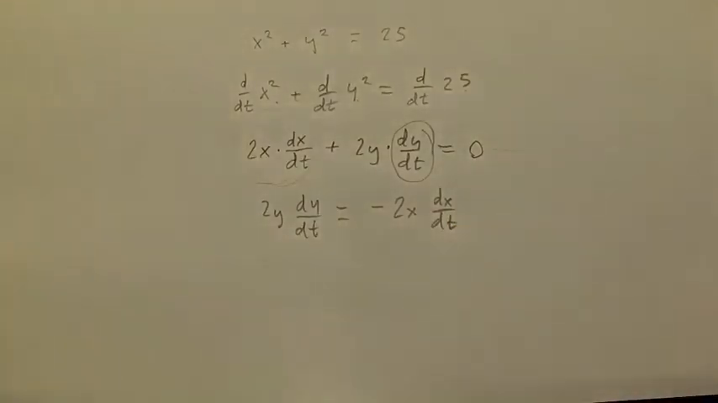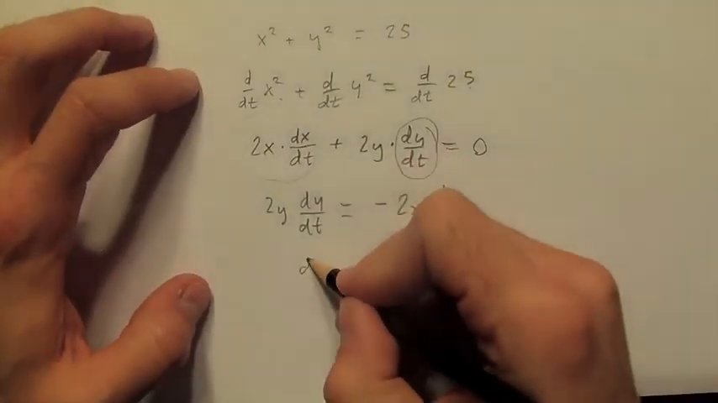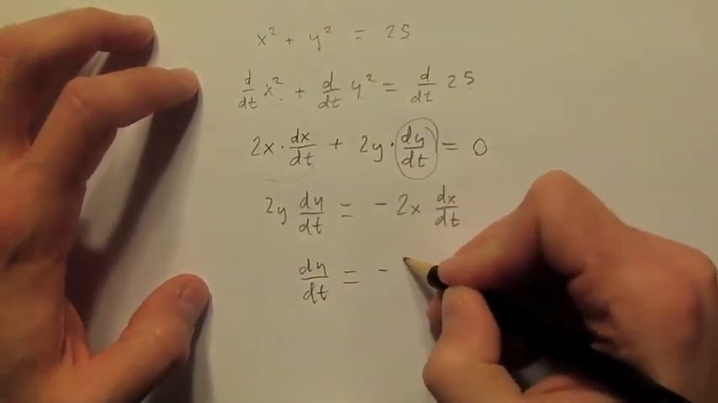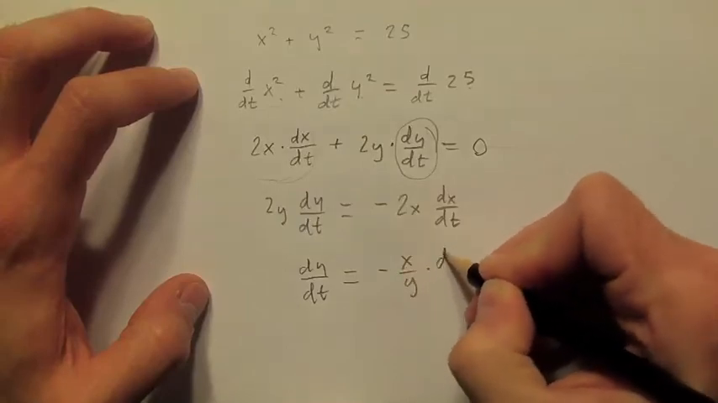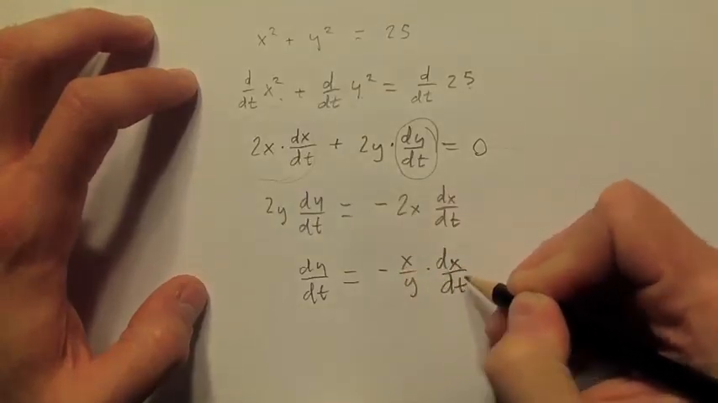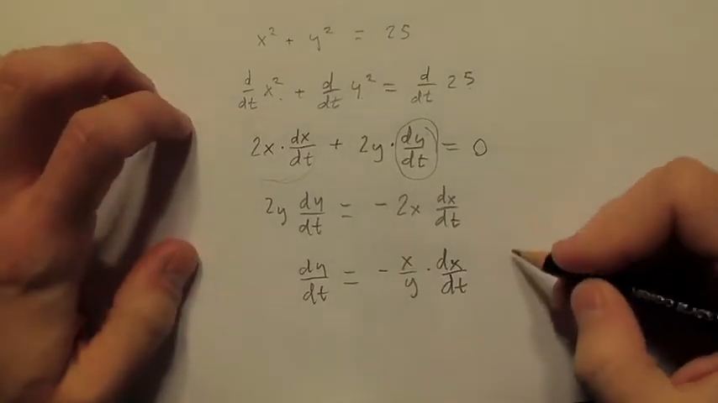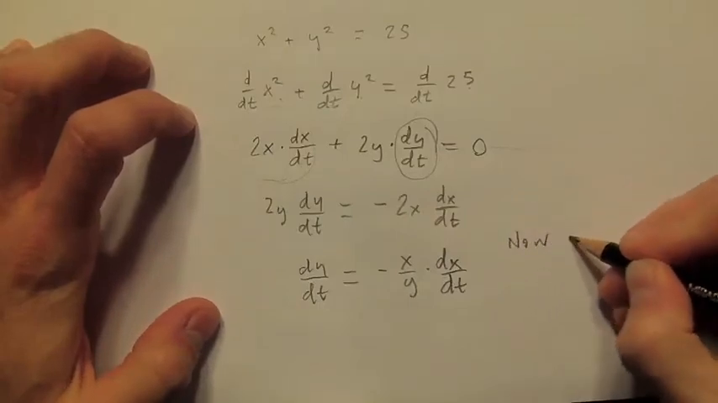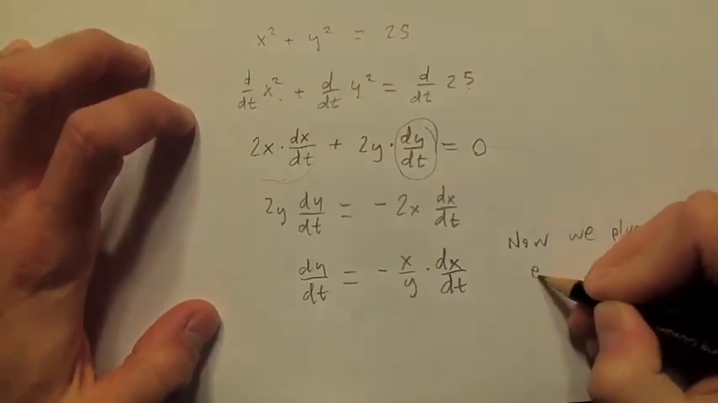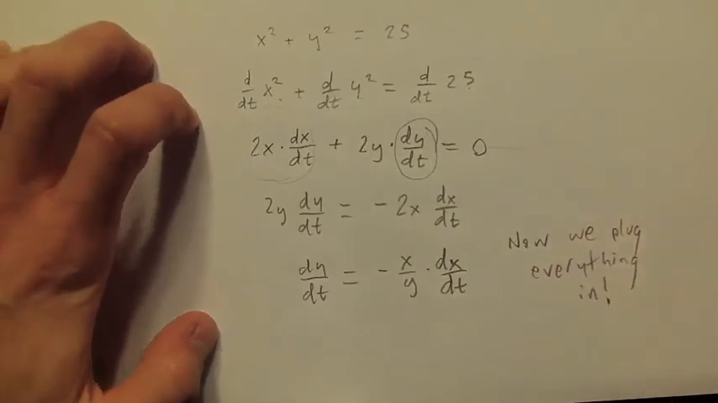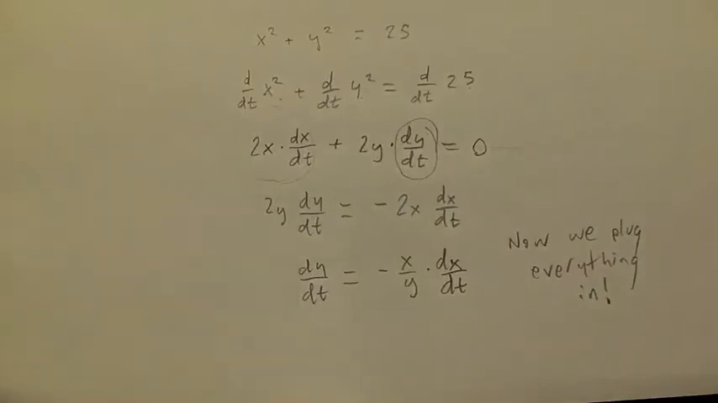And then I'm going to divide both sides by 2y to give me that dy over dt is equal to negative x over y times dx over dt, noting that the 2's cancel when I do that. And now we can plug everything in. And this is the only time we're allowed to do this, at the very end. Okay, don't plug these values in at the beginning, you have to do it at the end.